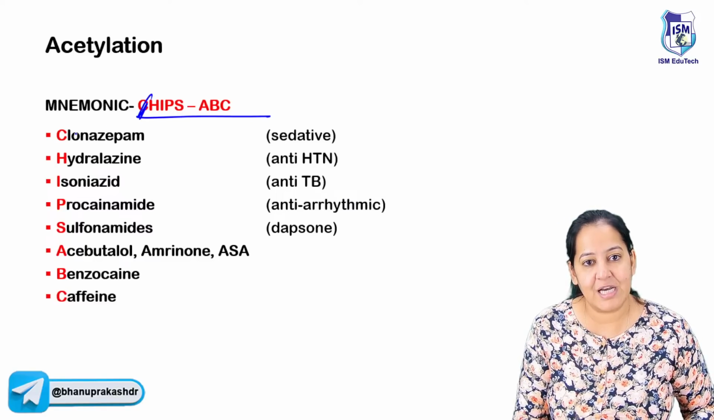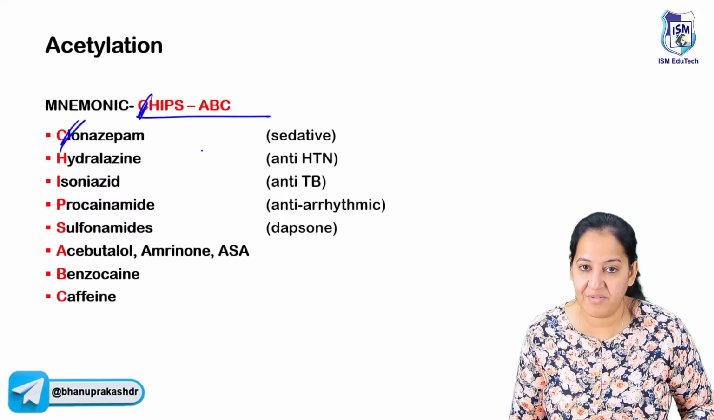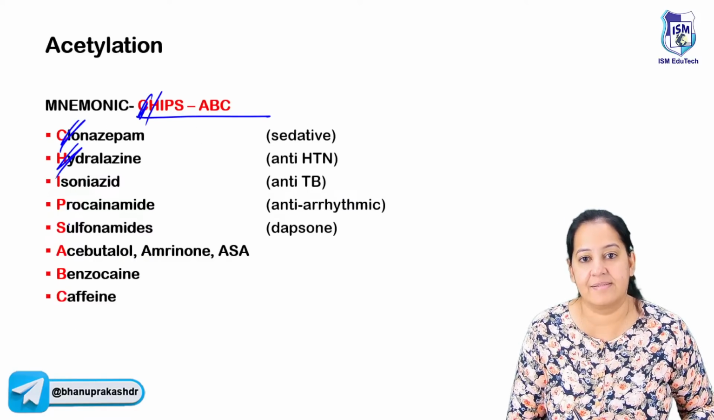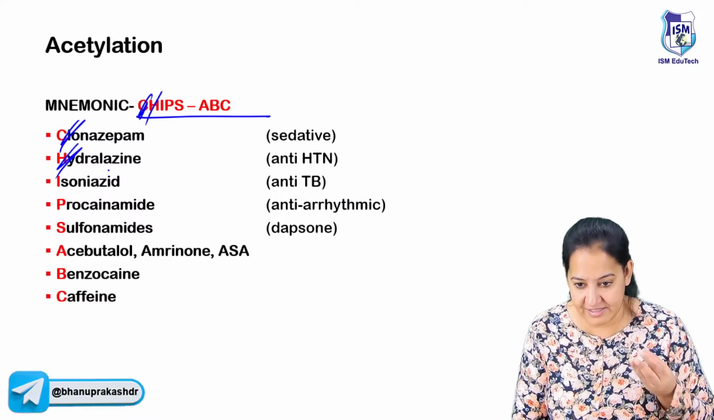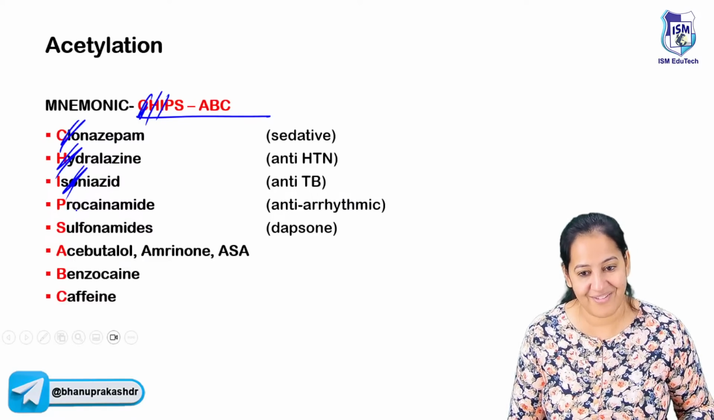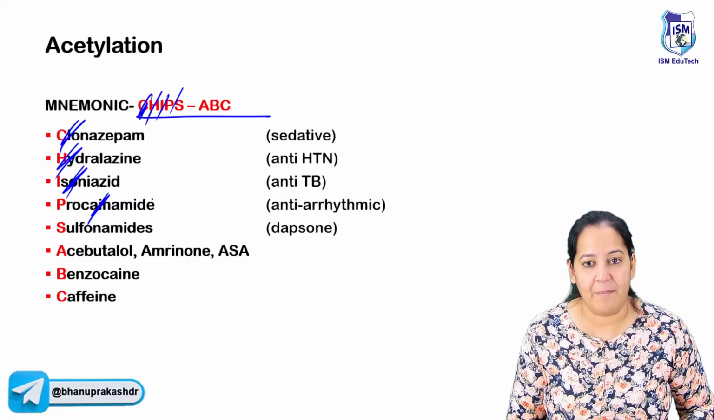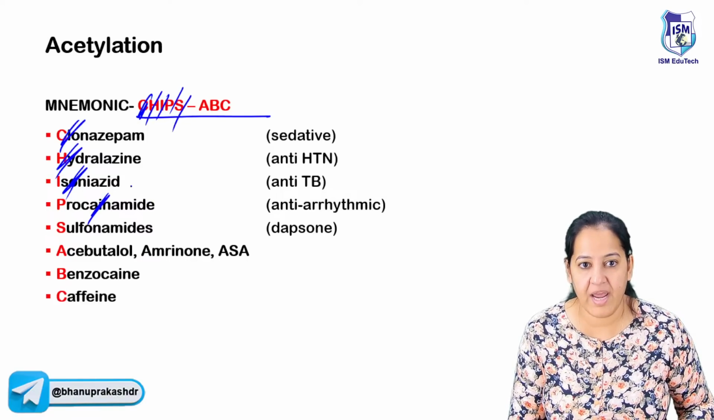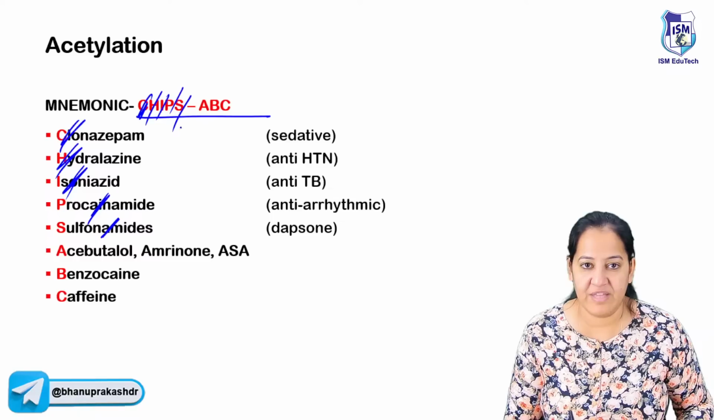C stands for clonazepam, which is a sedative. H stands for hydralazine, which is an antihypertensive drug. It's a vasodilator, an arteriodilator. I is isoniazid, an anti-tubercular drug. P is procainamide, an antiarrhythmic drug. S is sulfonamide, which is one of the antibiotics.